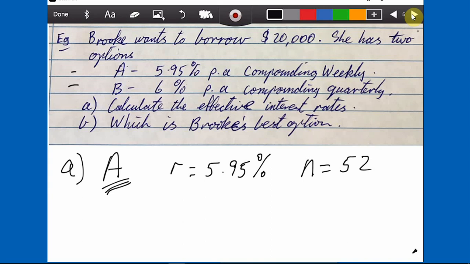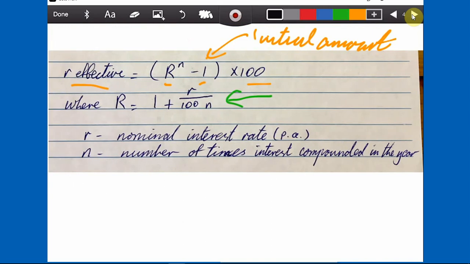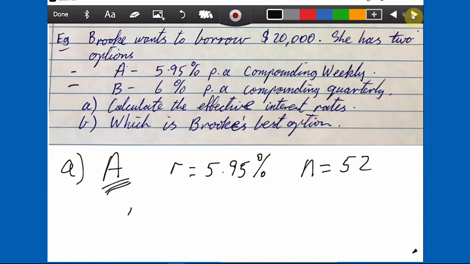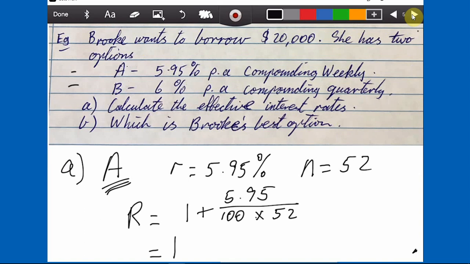So the big R, if we come back here, big R is 1 plus little r over 100 times N. So our big R is 1 plus little r over 100 times N. And then when you put that in your calculator, you get 1.0011444231.